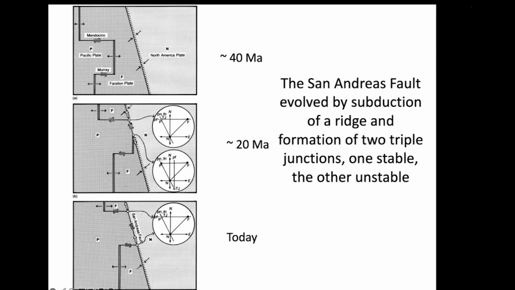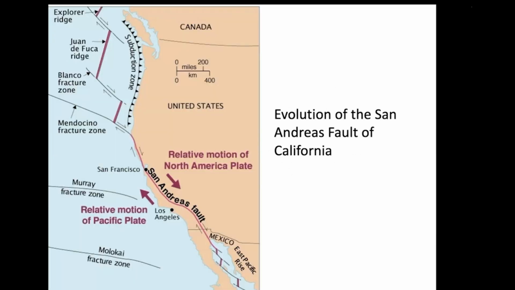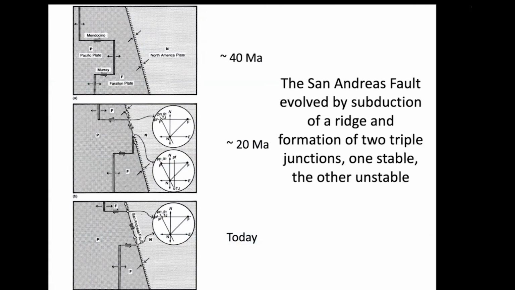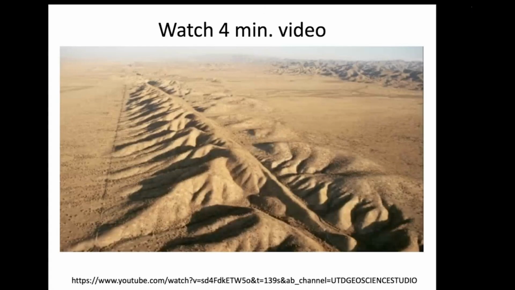So the San Andreas Fault started about 20 million years ago. It was very short, and because this southern triple junction was unstable, it migrated southward with time. And today it looks something like this. Okay, that's the power of this analysis. It explained how this really strange tectonic situation came to be just in the last maybe 25 million years. So let's watch a 4-minute video that we put together.